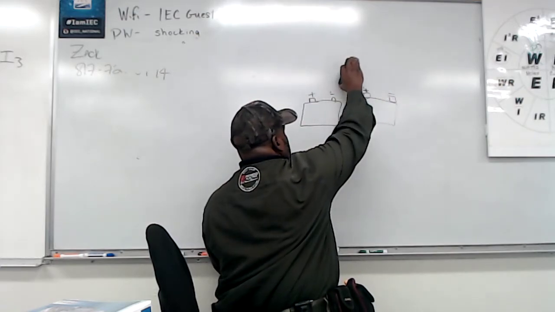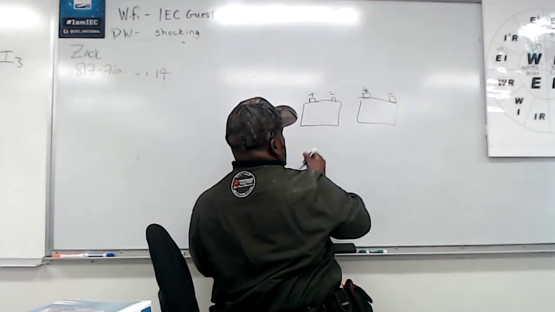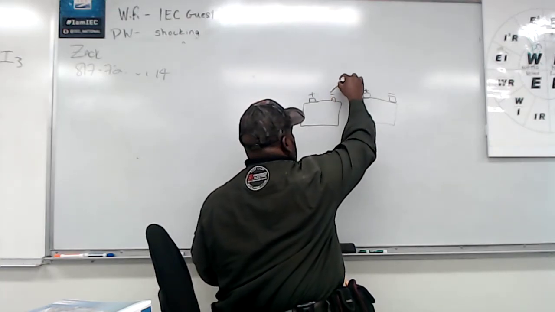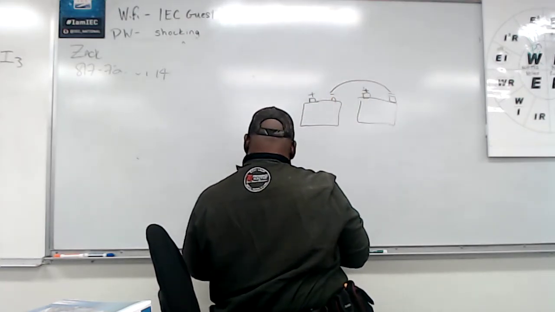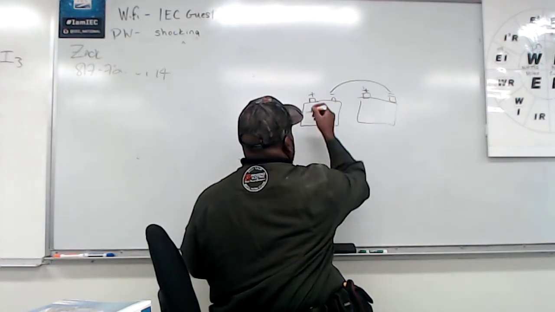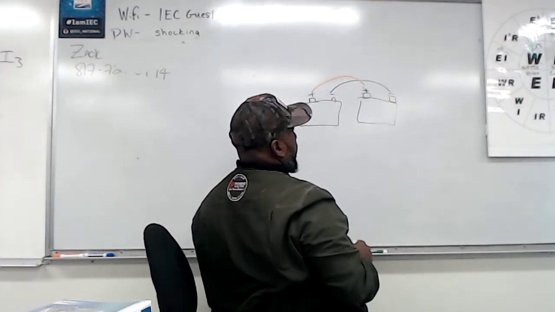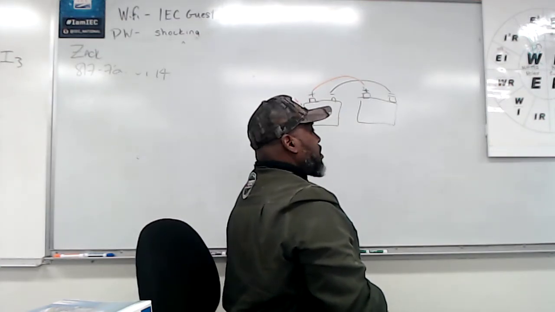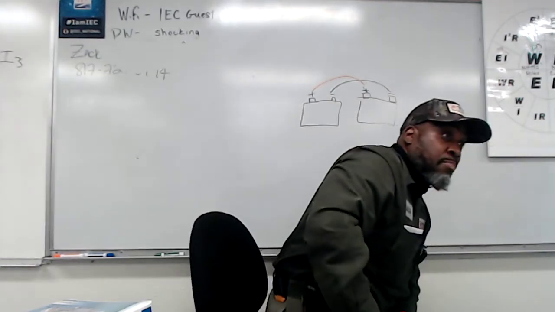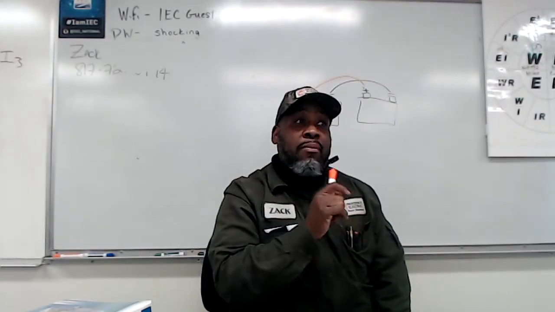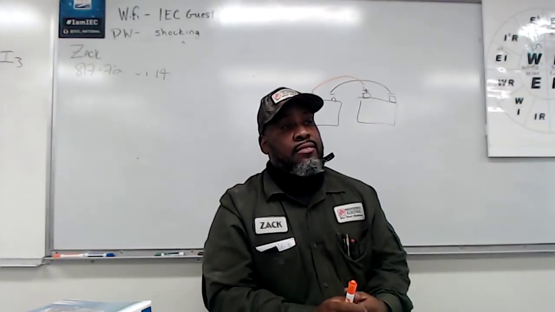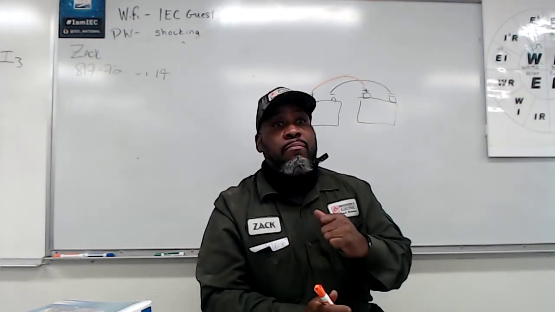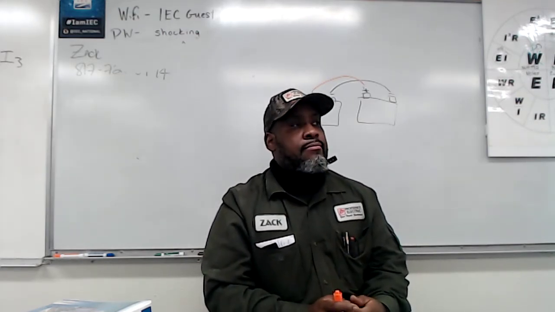If I see this going on, negative to negative, and then positive to positive, that's in parallel. If you see two batteries and you see negative tied to positive, and the negative of one battery tied to the positive of another battery, it's in series. If you see the negative of one battery tied to the negative of the other battery, it's in parallel all day.